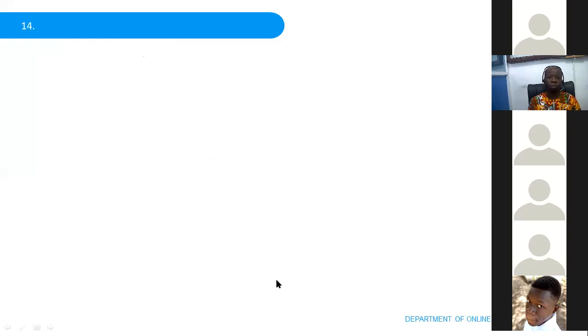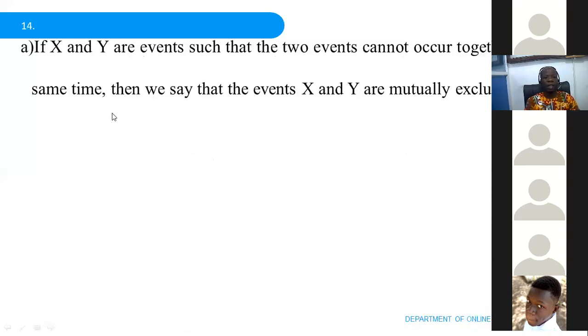For example, if X and Y are events such that the two events cannot occur together or at the same time, then we say that the events X and Y are mutually exclusive events. That's all. They cannot occur together. Let's consider this one. So therefore, X intersection Y will be equal to the empty set, which means that the set X and the set Y do not have any member in common.